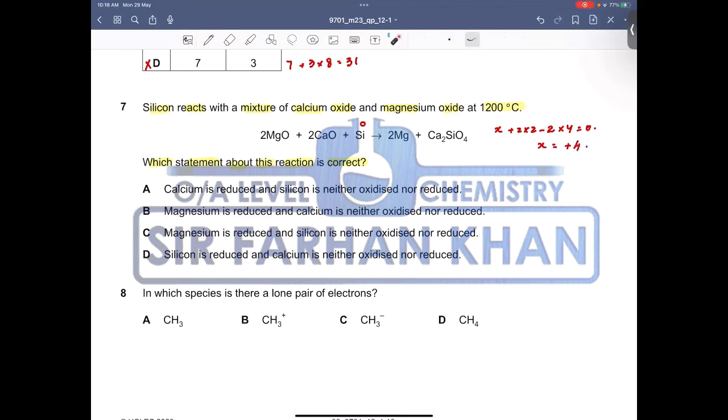The silicon over here is 0 because it is neutral and exists in elemental form. Over here, silicon has an oxidation state of +4. So this is basically an increase in oxidation state. 0 to +4 is an increase in oxidation state. That means silicon undergoes oxidation.